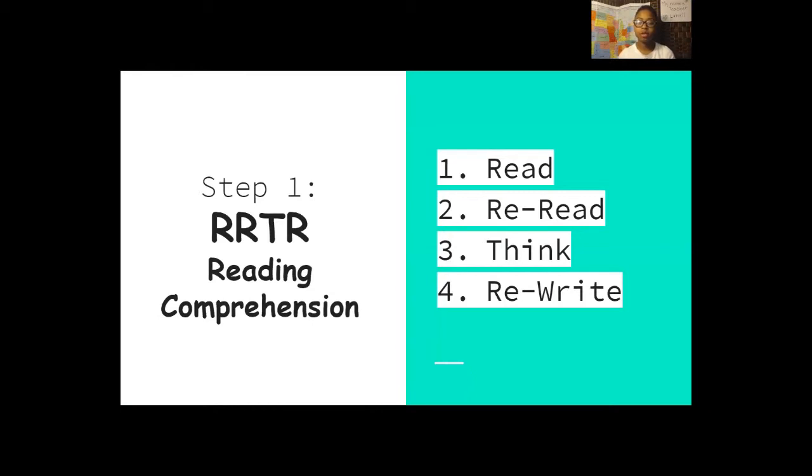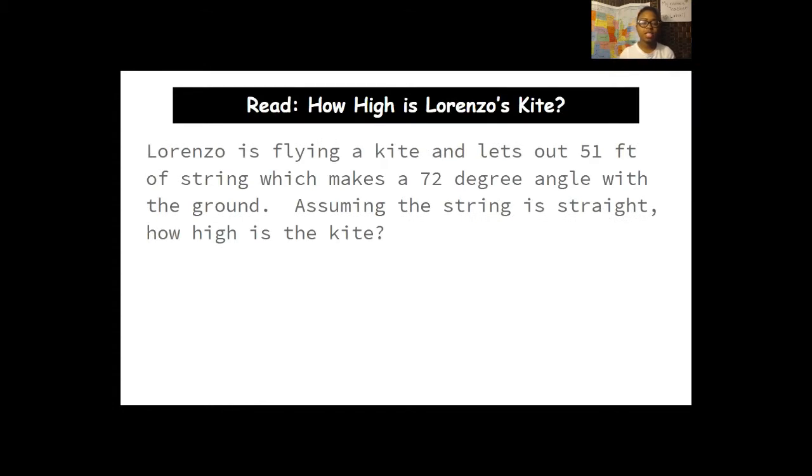RRTR stands for read, reread, think, rewrite. Let's see what the question is by first reading it. All right, so it says Lorenzo is flying a kite and lets out 51 feet of string, which makes a 72-degree angle with the ground. Assuming the string is straight, how high is the kite? Okay, let's read it again.